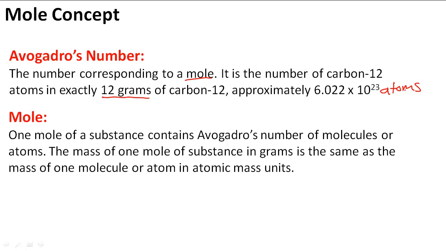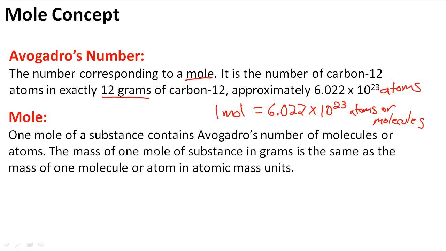Now for a mole. You might be wondering, what is a mole and what does it have to do with chemistry? That's what I wondered the first time I heard mole. 1 mole of a substance contains Avogadro's number of molecules or atoms, so 6.022 times 10 to the 23rd atoms. So if I write 1 mole, this is the abbreviation for mole, equals 6.022 times 10 to the 23rd atoms, or molecules if we're talking about molecules.